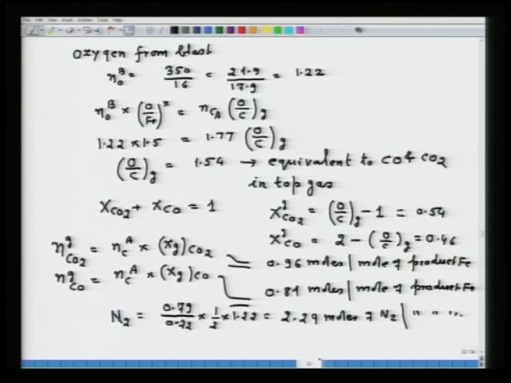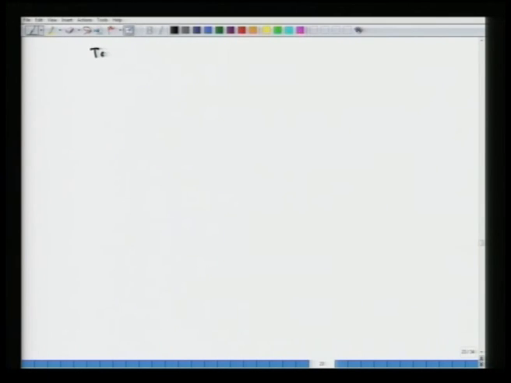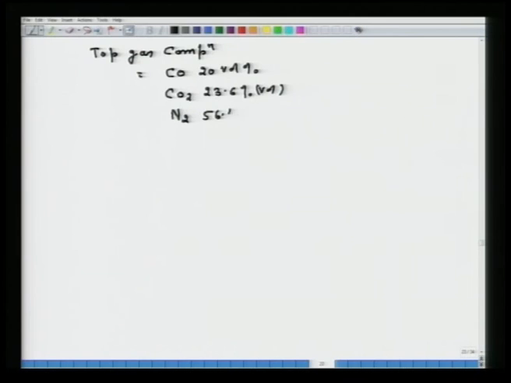So, top gas composition I can find now. Simply I have to add it and I find out the percent: CO is 20 volume percent, CO2 is 23.6 volume percent, and nitrogen is equal to 56.4%, of course on volume basis. So, that is how you can solve this particular problem.